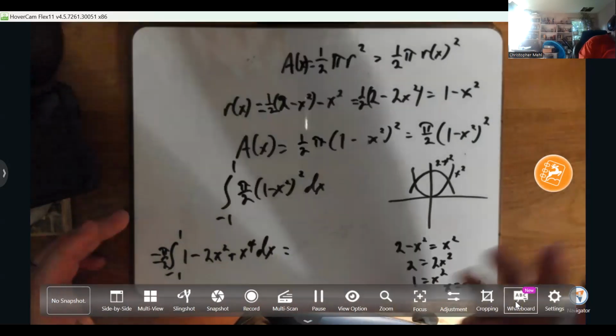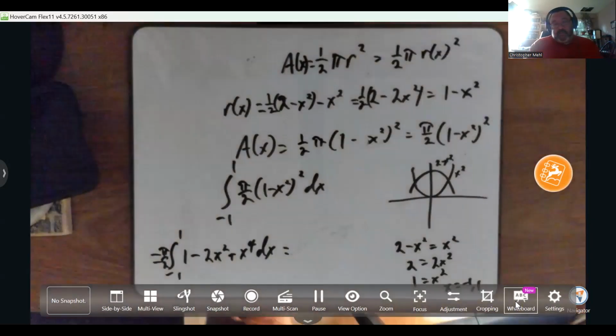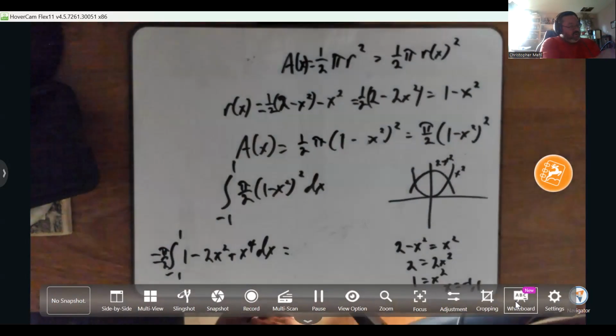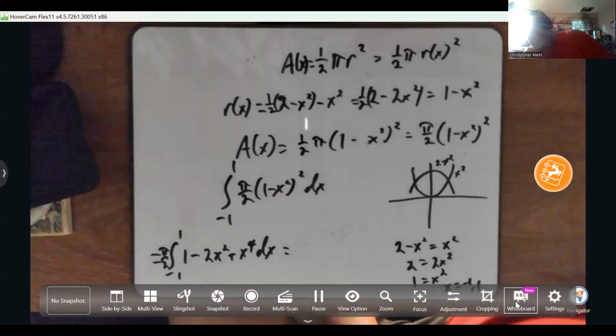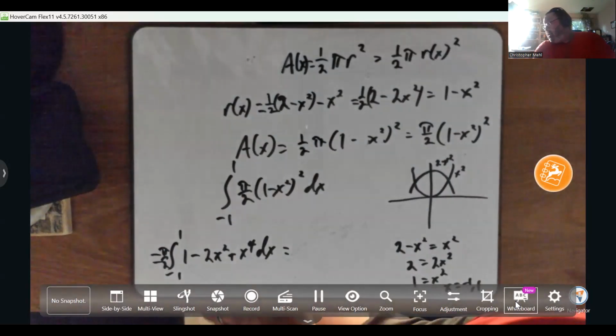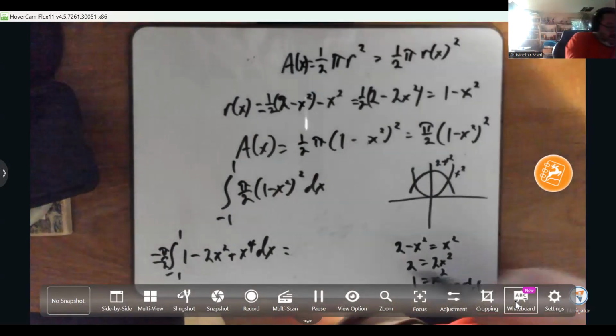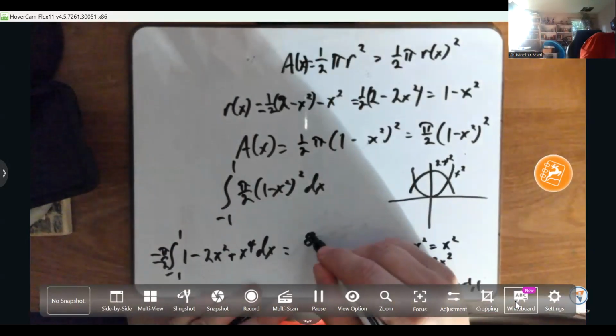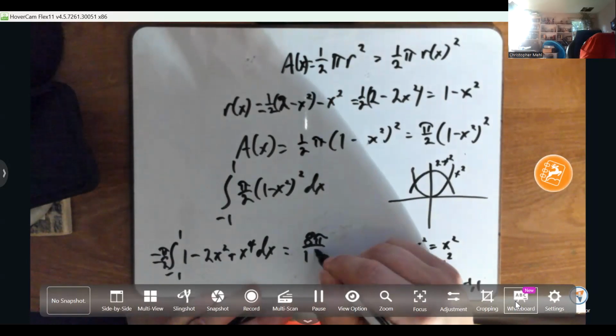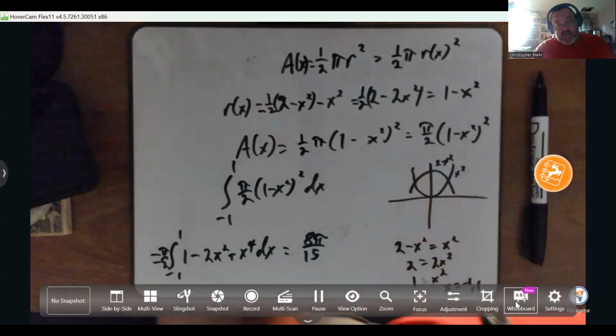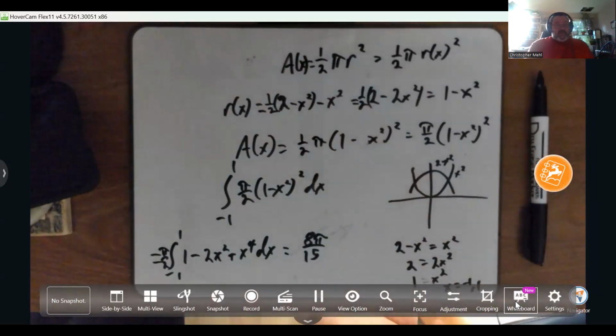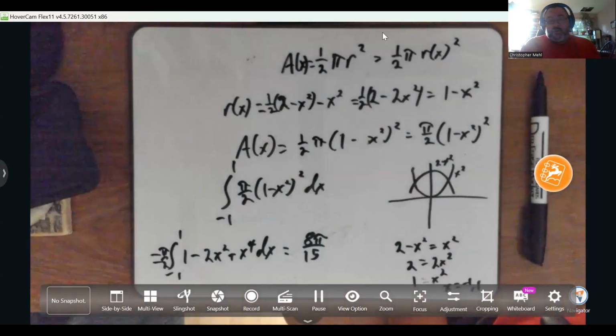Okay, and it's the same basic idea as before, right? The antiderivative, we'll just skip that, and it works out to be, when you solve that definite integral, 8 pi over 15. All right, so it's very similar to the first example.